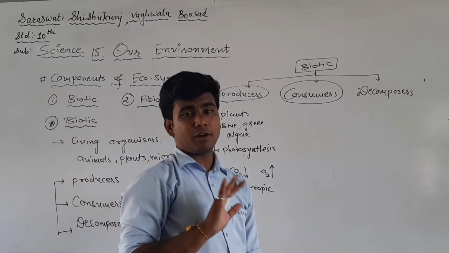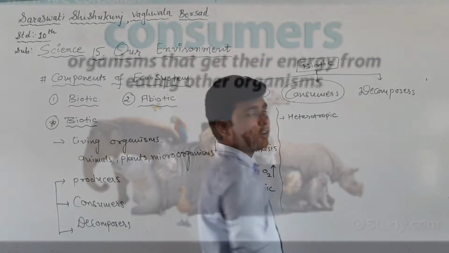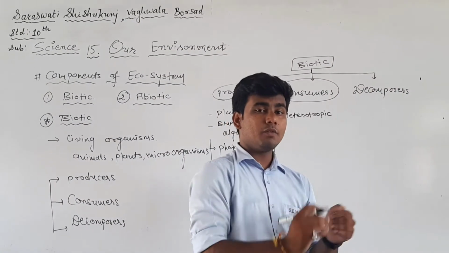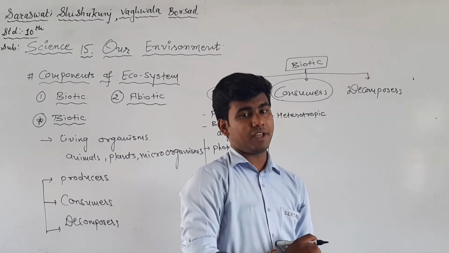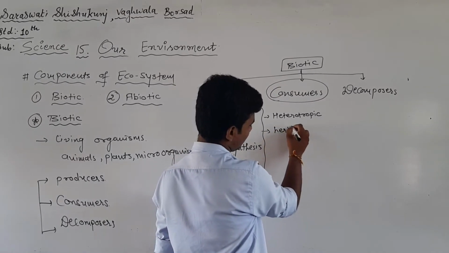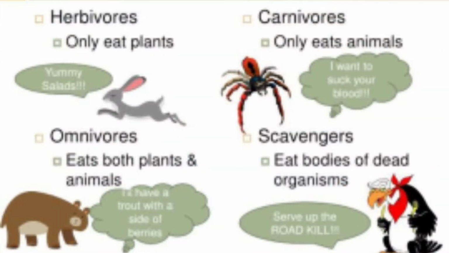Consumers means they cannot prepare their food by themselves. So according to that, they have a heterotrophic mode of nutrition, means they depend on others. Now on what they depend, according to that we can categorize them into herbivorous, carnivorous and omnivorous. Now let's understand that in detail.